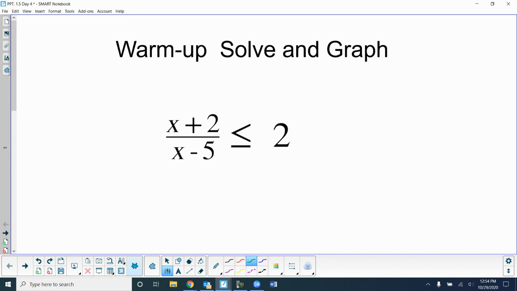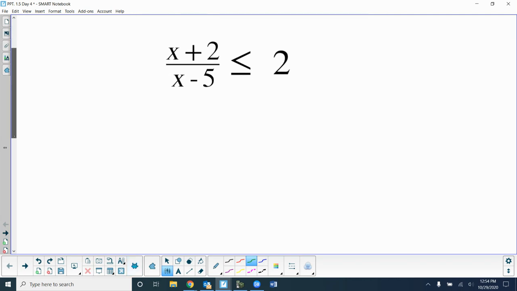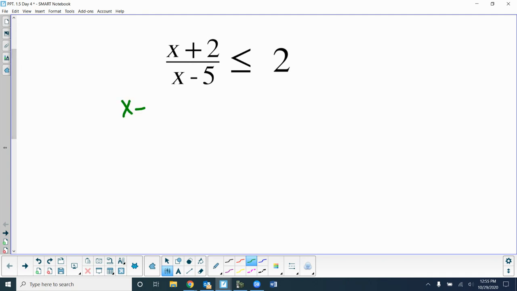So, what's first step? Track 2. Track 2. You guys agree with Michael? Yeah, we want to get those equal to 0 or less than, whatever. We want 0 on the right. Less than or equal to, greater than or equal to, less than, greater than. All right, so subtract the 2. So we got x plus 2 over x minus 5 minus 2 is less than or equal to 0.